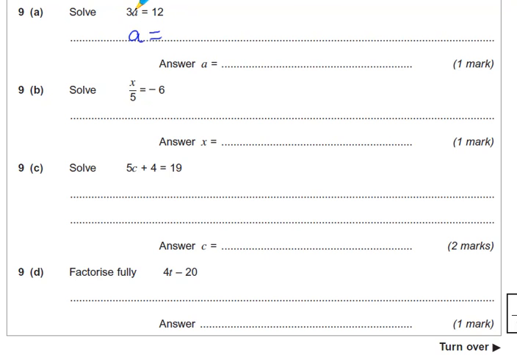So, to go from 3a down to a, we divide by 3. Remember, whatever we do to one side of an equation, we need to do to the other side of an equation. I'm going to write it in a bubble, so I know that I'm doing it to both sides. 12 divided by 3 is 4. So my answer is a is equal to 4.